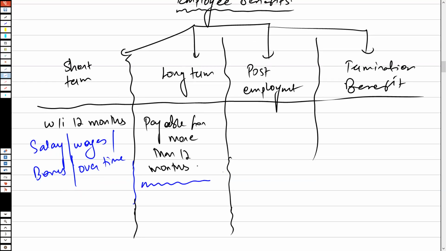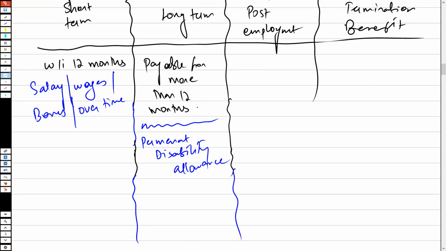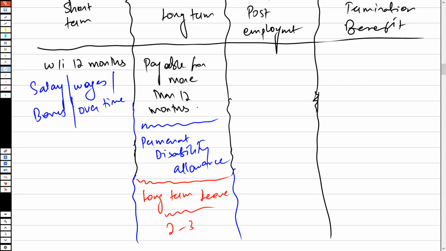Now, what are examples of long-term employee benefits? For example, a permanent disability allowance. At times a lot of people get injured at the workplace, and by getting injured they become entitled to a disability allowance for the rest of their life. Similarly, long-term leave, like a 2-year or 3-year leave. A lot of people go on such leave and continue to get some benefit, or even if they don't get the benefit, their employment period is still counted. That's called a long-term employee benefit.